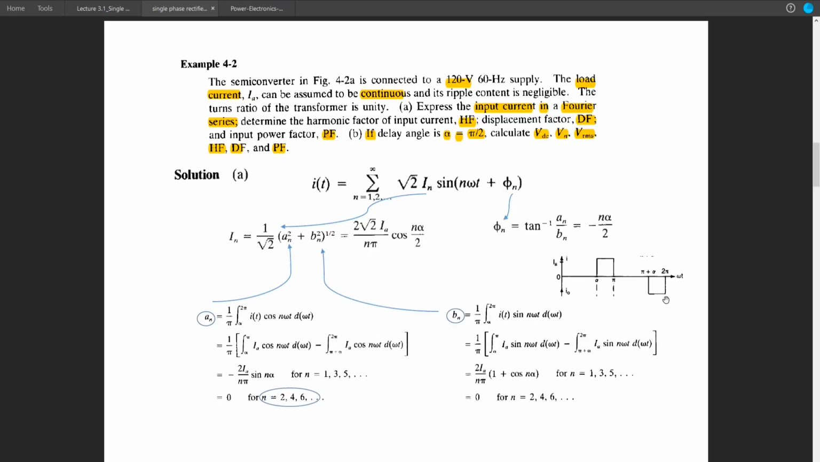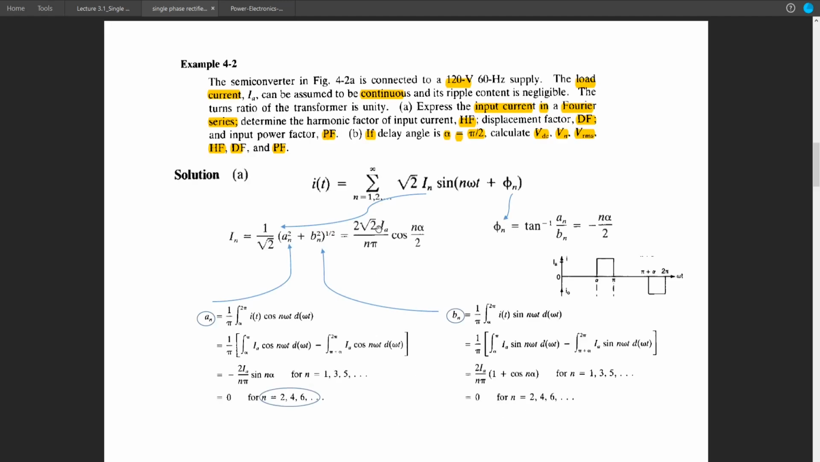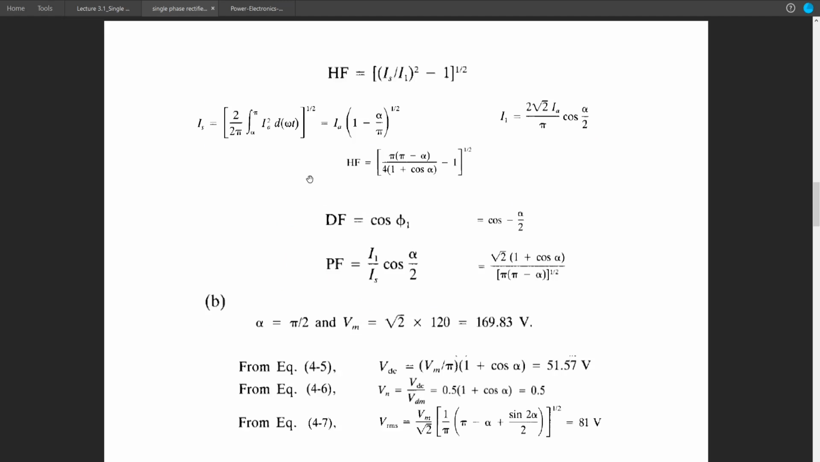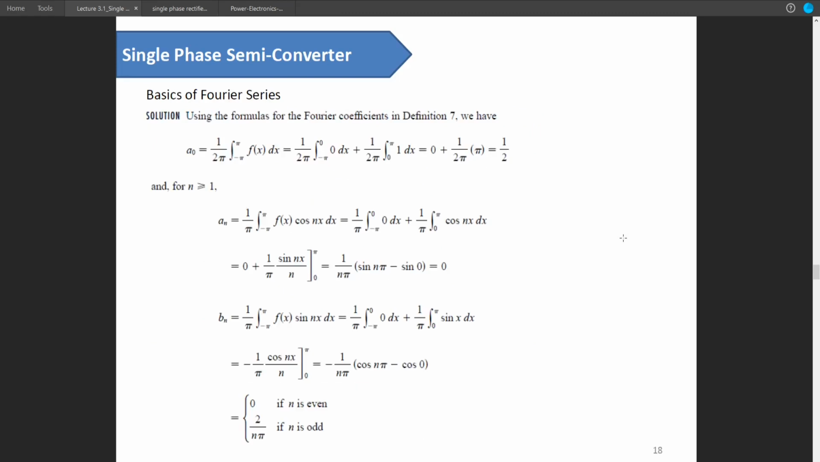So the time period is pi, so 1 by pi or 1 by 2 pi, these are the same things, and the limit is alpha to pi, and the value of the waveform is Ia. So this is the simple RMS formula of Is. So the basics of Fourier series can be understood from here.